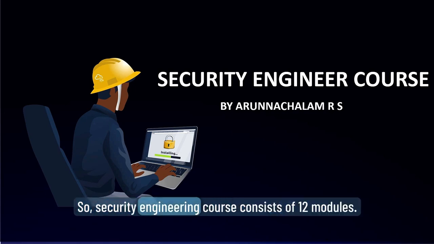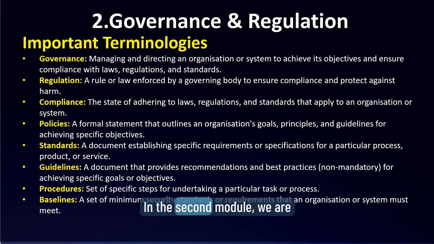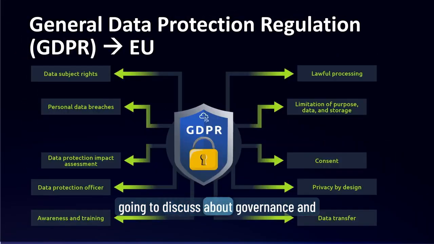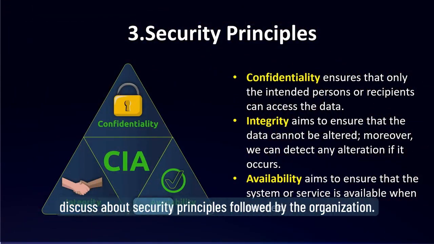So the Security Engineering course consists of 12 modules. In the first module, we are going to discuss a complete introduction to security engineering. In the second module, we are going to discuss governance and regulations followed by the organization. In the third module, we are going to discuss security principles followed by the organization.